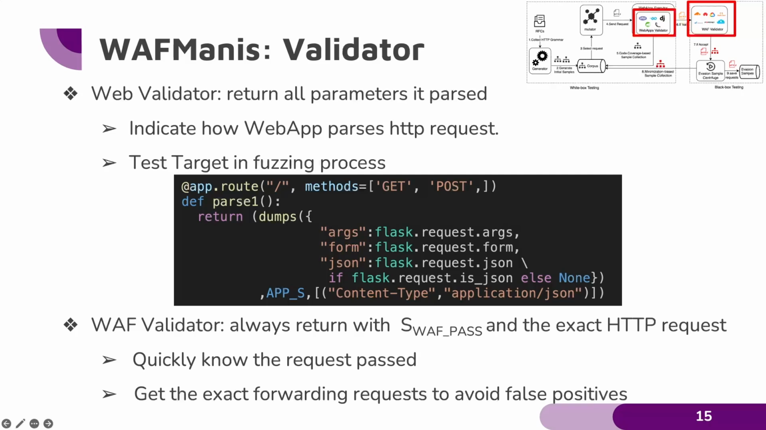Validators play important roles in WAF Menace. They help the framework recognize how the WAF and WebApp process our tested requests. As in the example code below, we develop WebApp validators to echo the parameters it is actually using. For WAF validators, they always return a special status code and the exact HTTP request in the response. Although there are many ways a WAF returns a block page, we can quickly know the request is blocked as soon as we see the special status code, and we can get the exact forwarded request to avoid false positives caused by normalization of the WAFs.